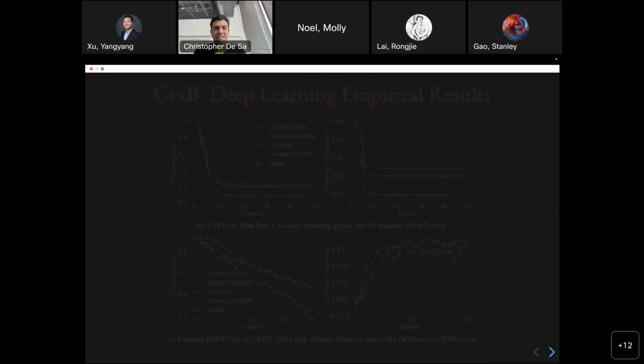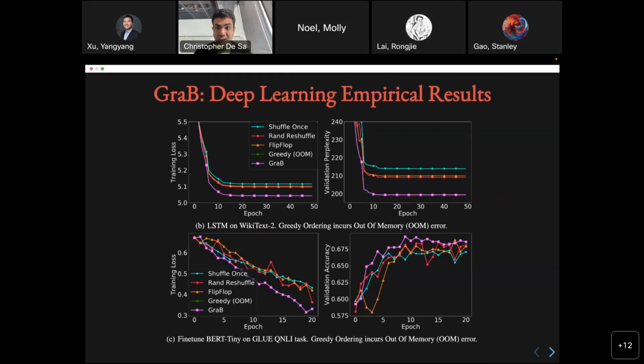More important is how this works for deep learning, because that's really what we care about for large-scale optimization. And here we can see that for this LSTM on Wikitext 2 and this BERT model, we do get significant improvements over random reshuffling and shuffle once and other baselines just from running this example order refinement method.